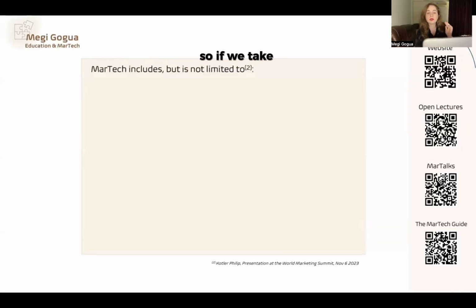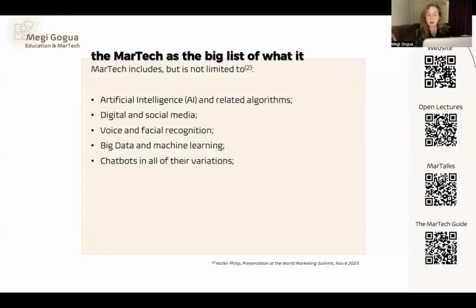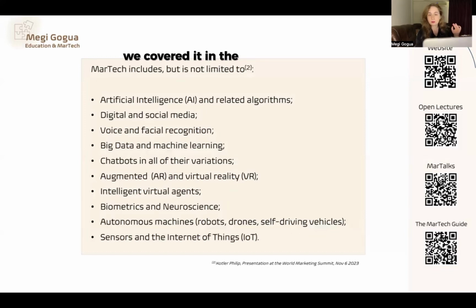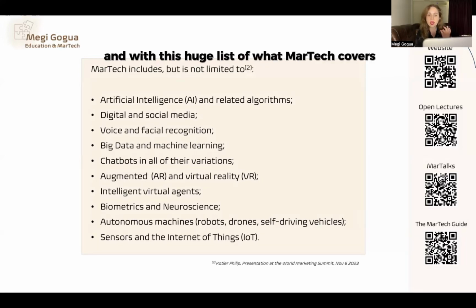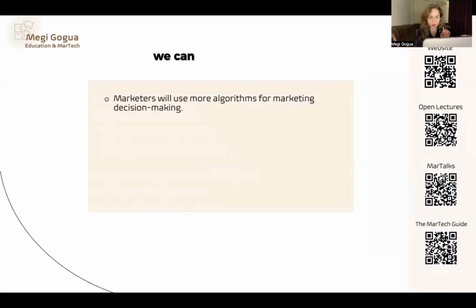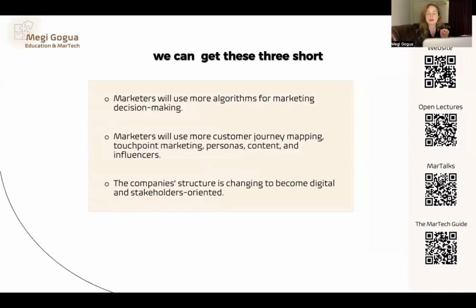So if we take MarTech as the big list of what it encompasses, we covered it in the prior online lecture. I just want to give you a short reminder here. You can just stop and go through it. And with this huge list of what MarTech covers, we can get these three short, but nevertheless quite representative trends which are prominent for MarTech currently in 2024. And honestly, I don't really think that it's going to get that much different in a broader sense.